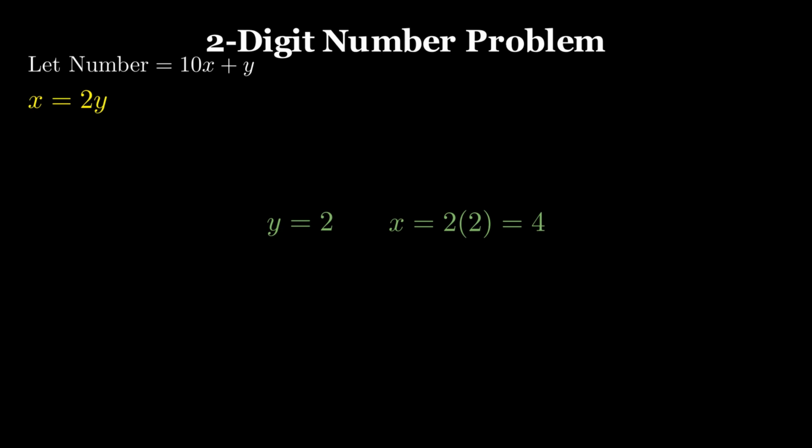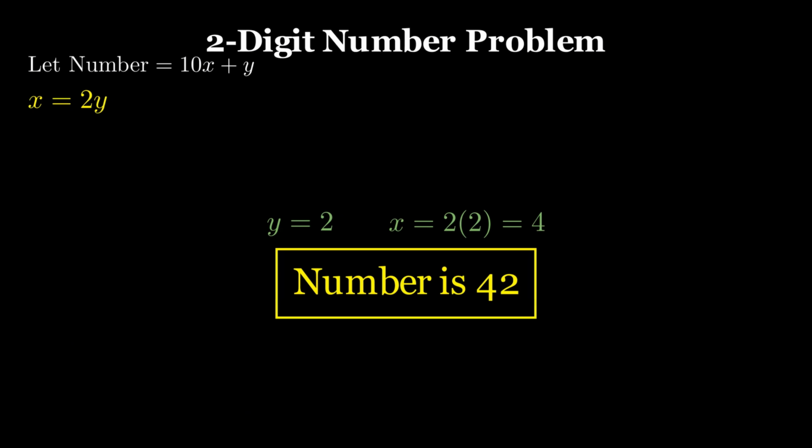Now let's find the value of x. Remember x equals 2y. So x equals 2 times 2, which equals 4. So putting x as 4 and y as 2, we find our number as 42.